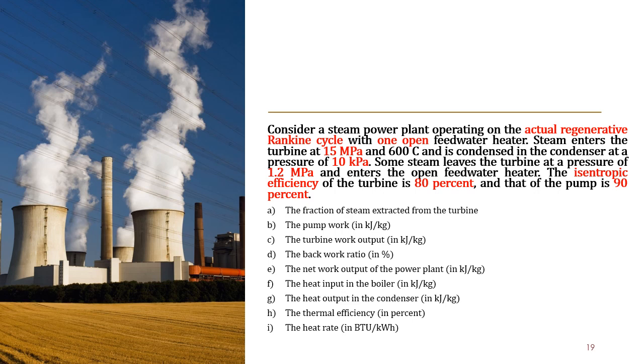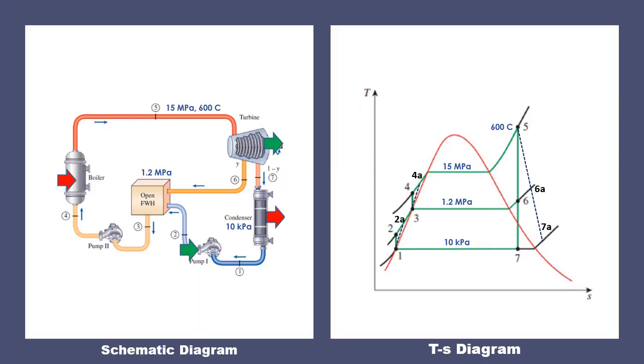We still have the same operating pressure as well as temperature, and we'll also get the same quantities. We're going to compare the results that we will obtain from this problem to the previous one, which is an ideal regenerative Rankine cycle with one open feed water heater. So first, we're going to draw the schematic diagram as well as the TS diagram.